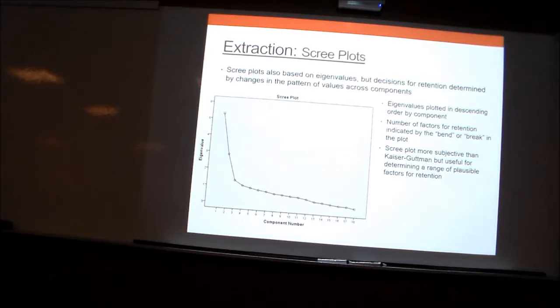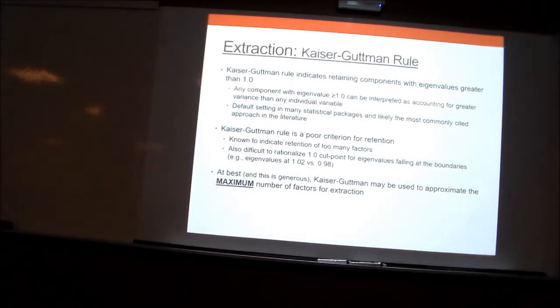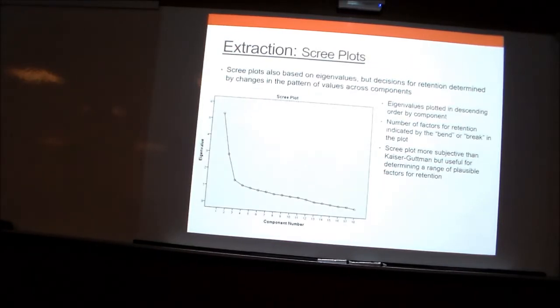So that is eigenvalues greater than 1. Another thing that people will do is create scree plots. A scree plot is basically a graph of your eigenvalues across your components. Here, the first component has an eigenvalue of 5.5, the second component an eigenvalue of about 3, the third component an eigenvalue of 1.5, and so on and so forth across our individual items.